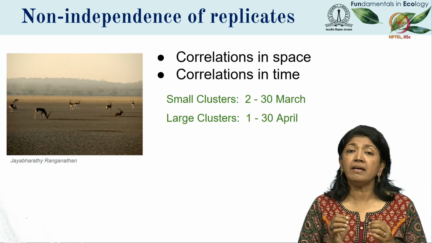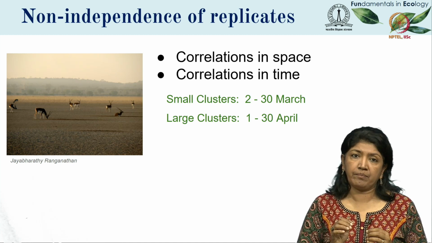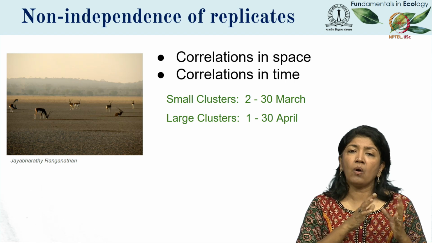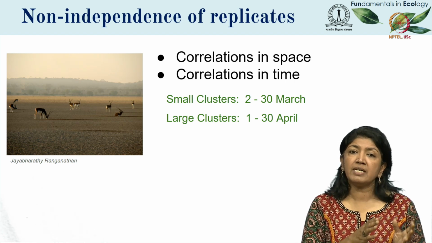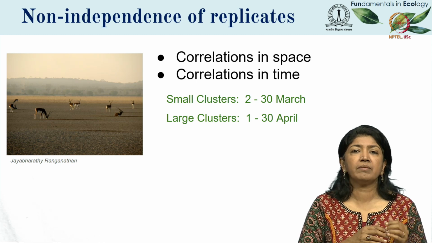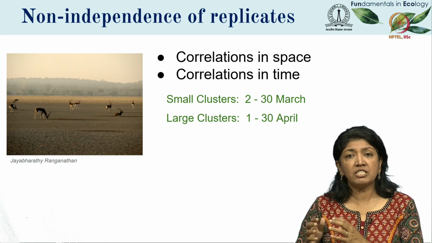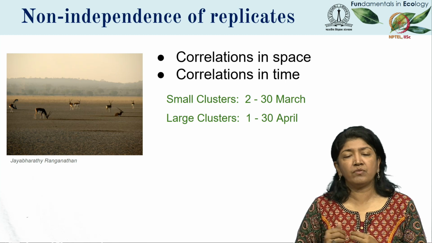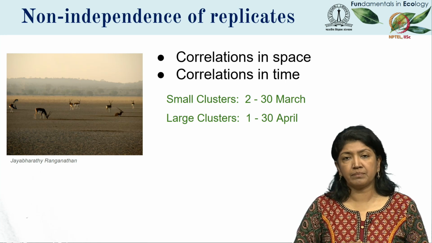Another kind of correlation that is very common is time. Imagine that I made all the measurements on small clusters in the first part of the mating season between 2nd and 30th of March, and all my measurements on large clusters in the second part of the mating season between 1st and 30th of April.